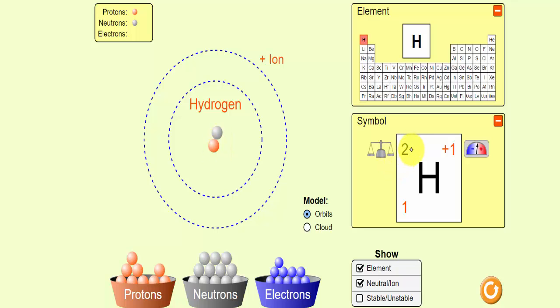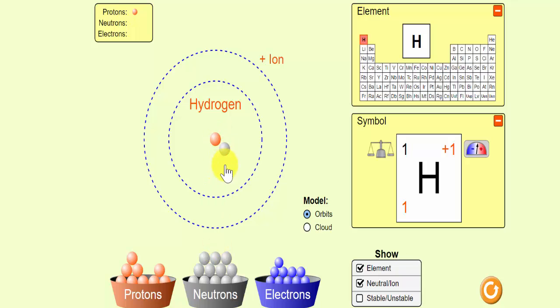Notice how here we have the symbol for it. This right here represents the mass number. Over here represents the atomic number, also the number of protons. Then right here it represents the charge. Notice how when I take away the proton, the charge becomes 0. That is because each proton has a charge of +1.